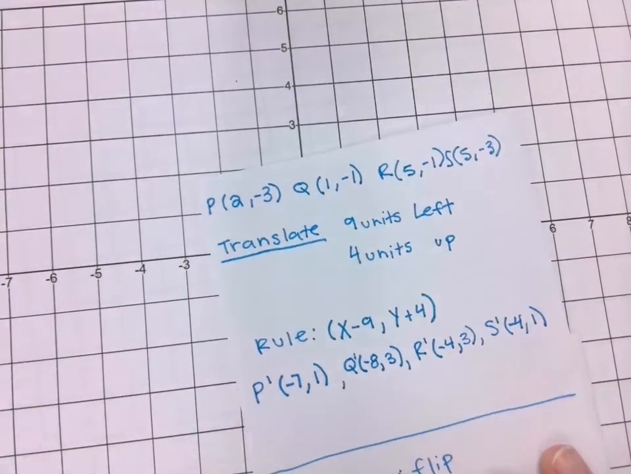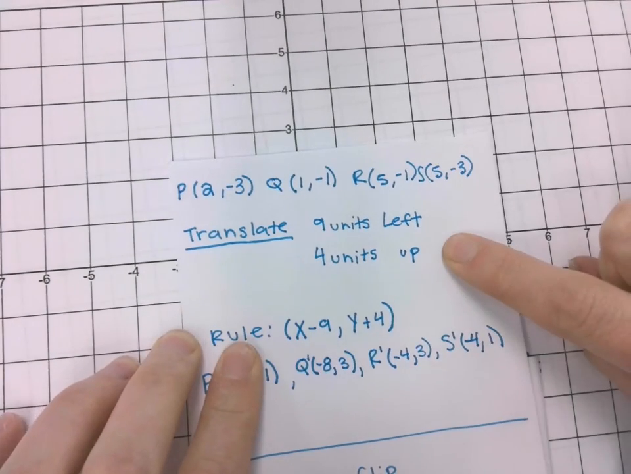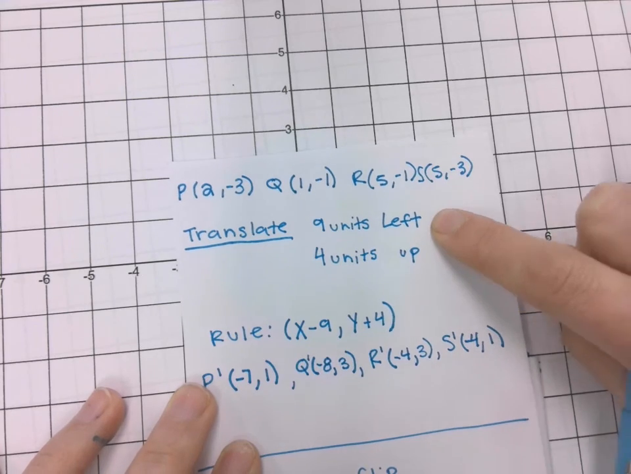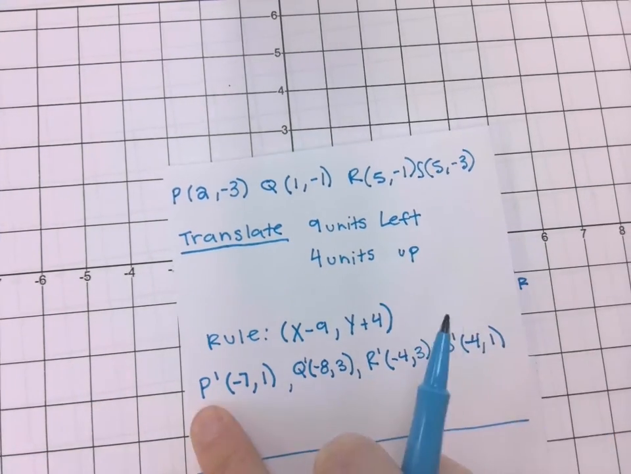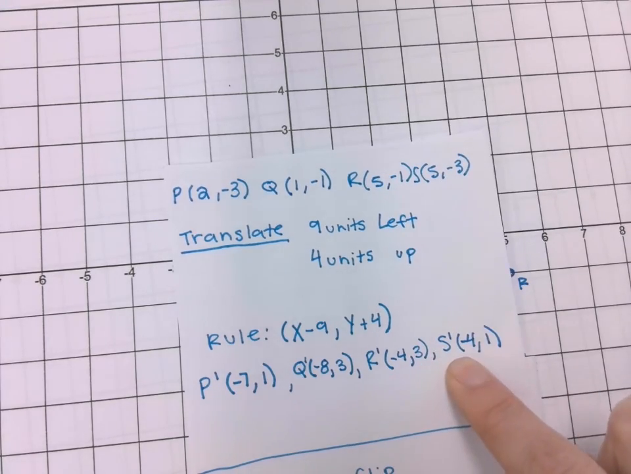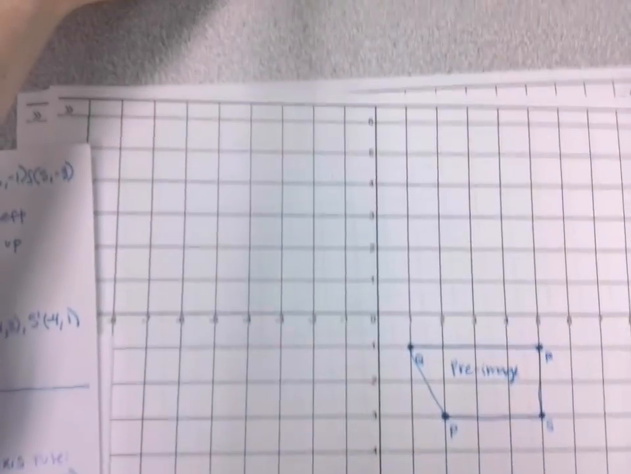Okay, so now all I have to do is graph these points. Easy peasy. I used my rule by looking how I was going to translate it. Left means subtract, up means add, and these are all my new coordinates, my new ordered pairs. So let's go ahead and graph them and see what we get.